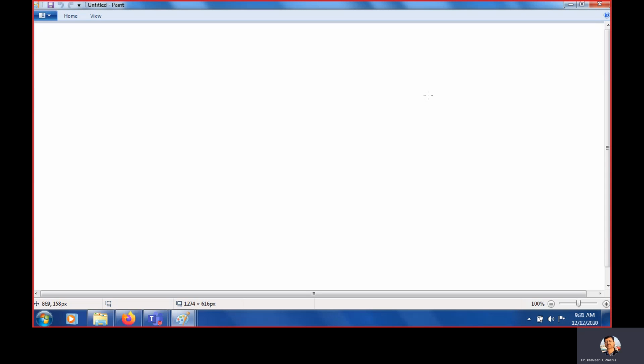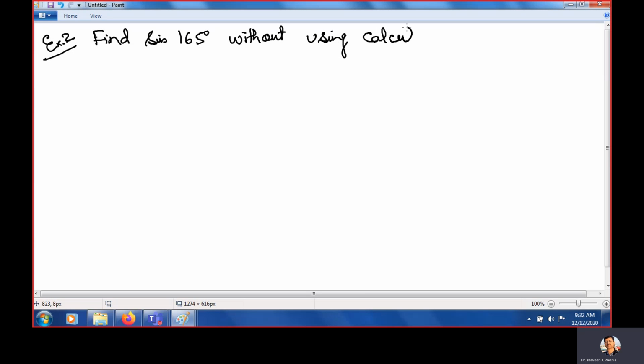Okay, there is another question also given in your book. This is example number 2, based on the evaluation of angles. Clear? Find sine 165 degrees without using a calculator. So how are we going to do it?